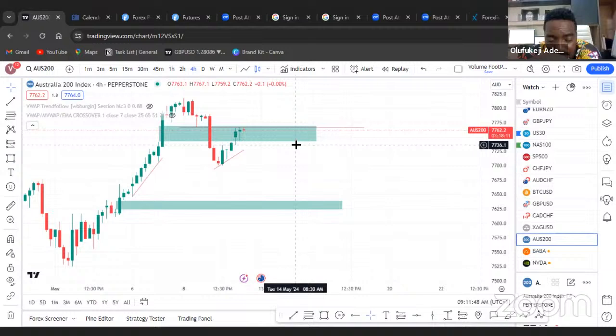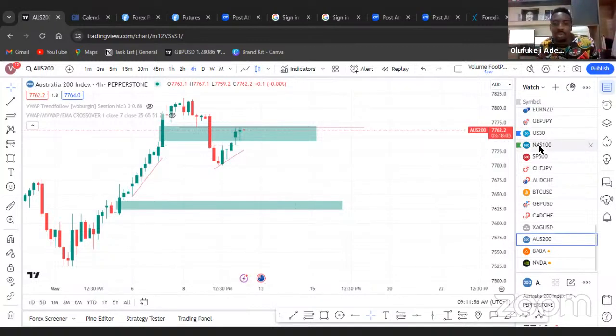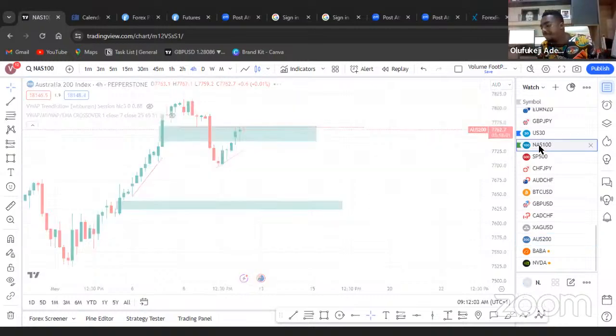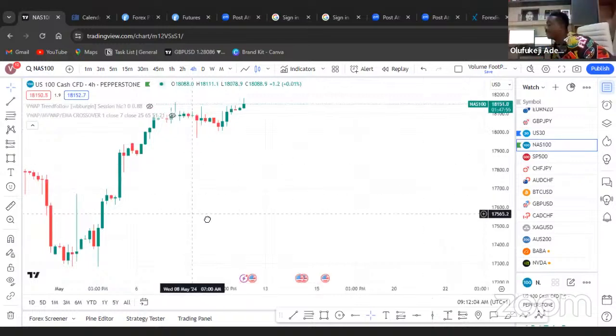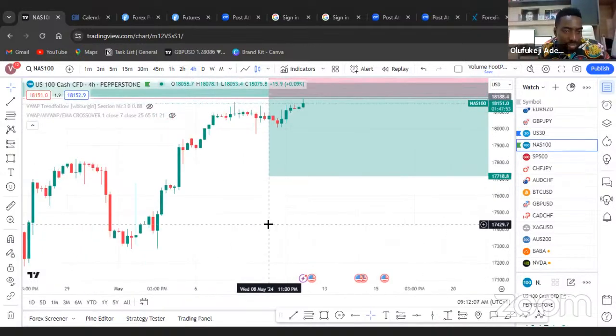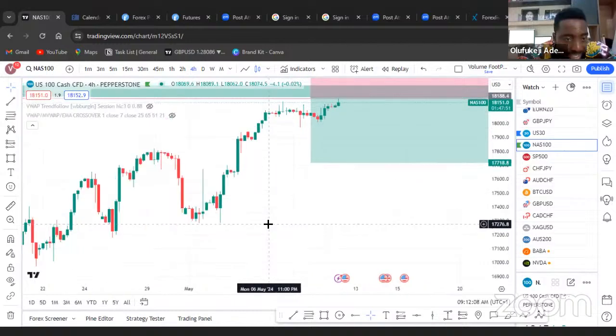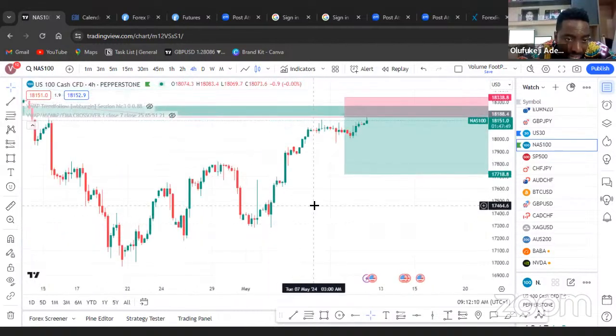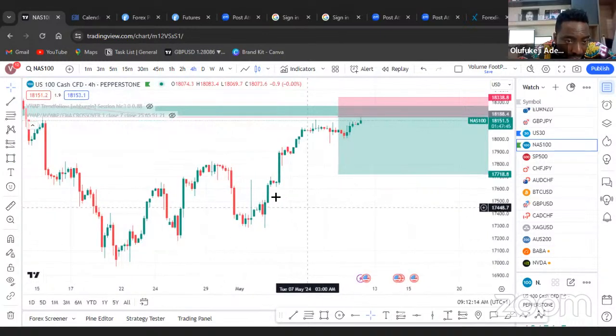So using this now, Australian dollar as a correlated asset for NASDAQ. Let's see NASDAQ now. I don't know if this makes sense. We want to see if what we want to see happen in America has already happened in Australia, since they are both equities. You can see the same thing here. Fair value gaps, order block.